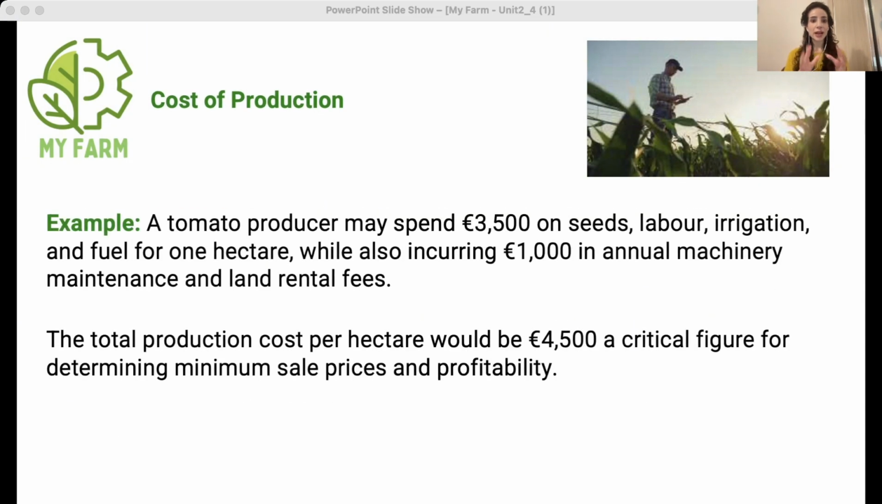Let's apply the concept of production cost to a concrete farming example. Imagine a tomato producer cultivating 1 hectare of land. Seeds, labor, irrigation, and fuel amount to €3,500. In addition, indirect costs such as machinery maintenance and land rental add another €1,000. This brings the total cost of production to €4,500 per hectare, a critical number for pricing and profitability decisions.